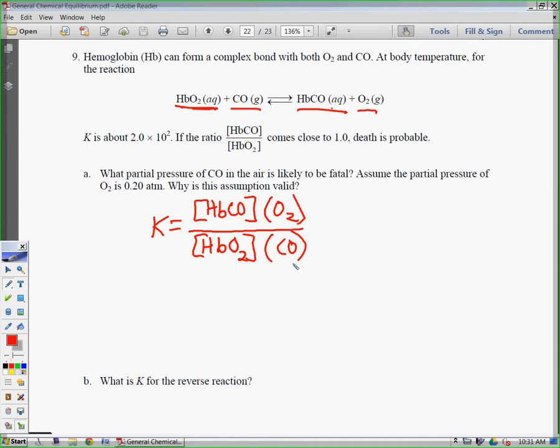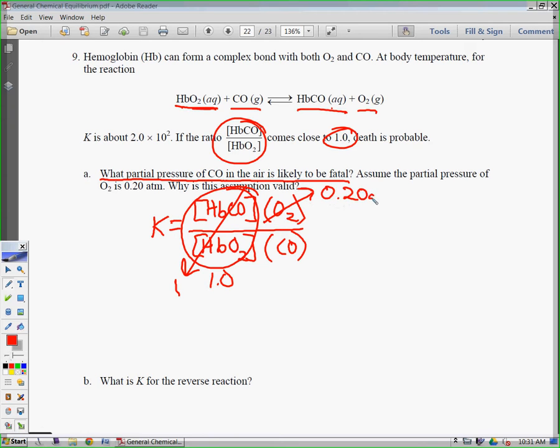Right? That's the K. Now, I didn't make a rice table here because we're not actually going to need it. The question is what partial pressure of CO in the air is likely to be fatal. The deal is it already gives you enough information to solve this without actually making an ice table because it tells us that this fraction right here is equal to 1. So that will reduce to 1. Right? It also tells us that the oxygen is 0.20 atmospheres. And it tells us that the K is 2.0 times 10 to the 2.